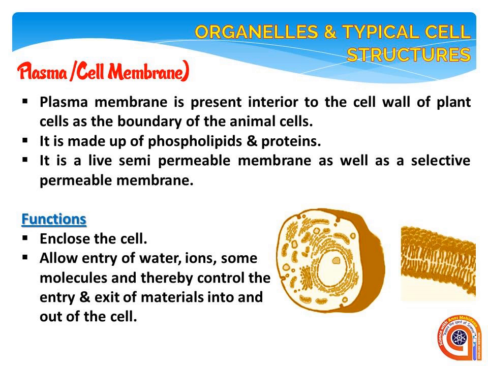And what are the functions of them? Enclose the cell. Okay, they will be covering up the cell, especially in animal cells. Allow entry of water, ions, some molecules, and thereby control the entry and exit of materials into and out of the cell. So we said now semi-permeable membrane. So what are the selected particles allowed to move through? Water, ions, some sort of molecules. So it controls the entry and exit of materials, being a semi-permeable membrane. So these are the functions.